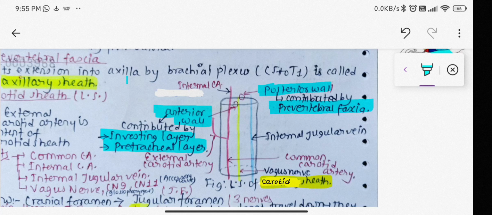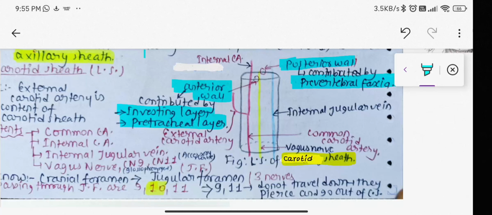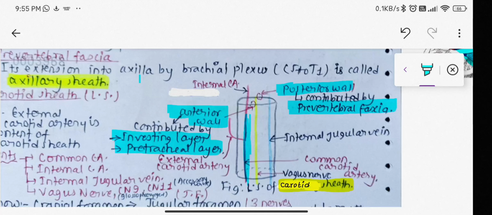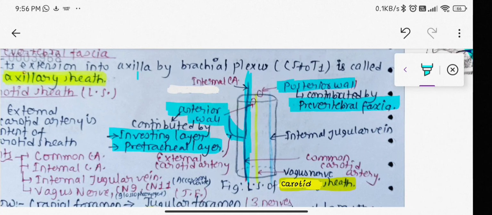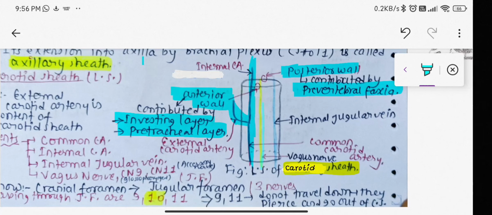Now this is the wall of the carotid sheath. Now what are the contents of the carotid sheath? The carotid sheath contains, one, the common carotid artery, and this common carotid artery divides inside the carotid sheath into the external carotid artery, another is the internal carotid artery, another we have the vagus nerve, and third we have the internal jugular vein.